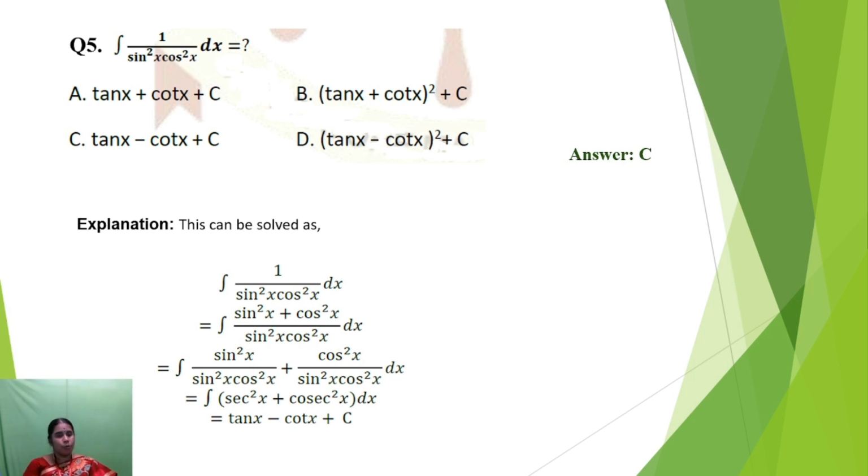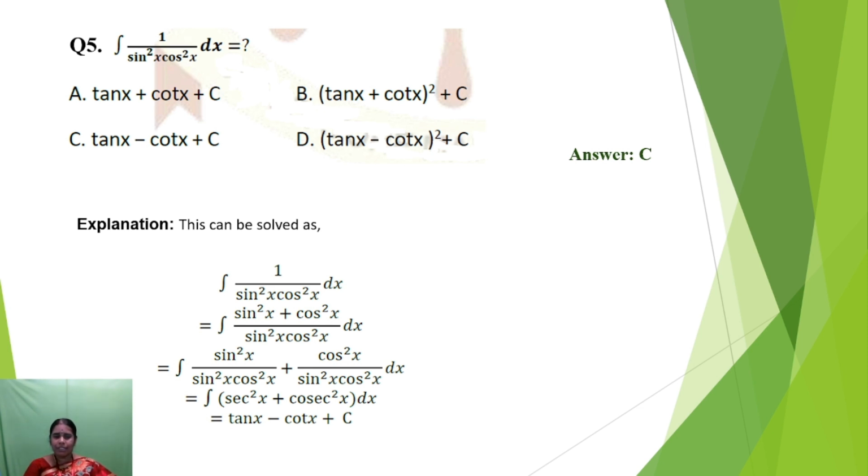Take the given expression 1 by sin²x cos²x. In order to eliminate the denominator, we introduce the trigonometric identity sin²x plus cos²x equal to 1 in the numerator, and split the expression into two halves: sin²x by sin²x cos²x plus cos²x divided by sin²x cos²x. Then cancelling the common terms, we get the first term as integral 1 by cos²x, and the second term as 1 by sin²x.